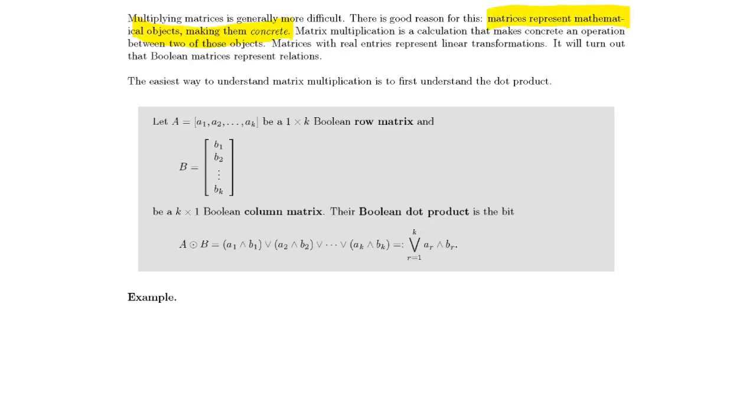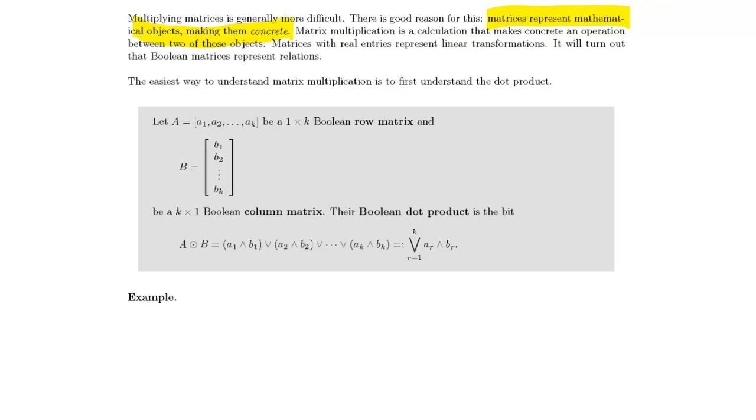There are some mathematical objects that no matter how abstract they are, you can still represent them as a rectangular array of numbers. So matrix multiplication is a calculation that makes concrete some operation between two of these abstract objects. Like I said earlier, matrices whose entries are real numbers represent linear transformations. It's going to turn out for us that Boolean matrices represent relations. So we're going to understand matrix multiplication by first understanding something called the dot product.